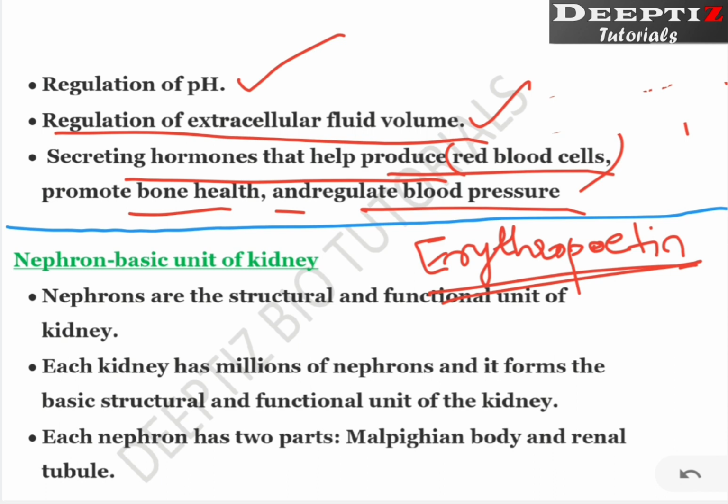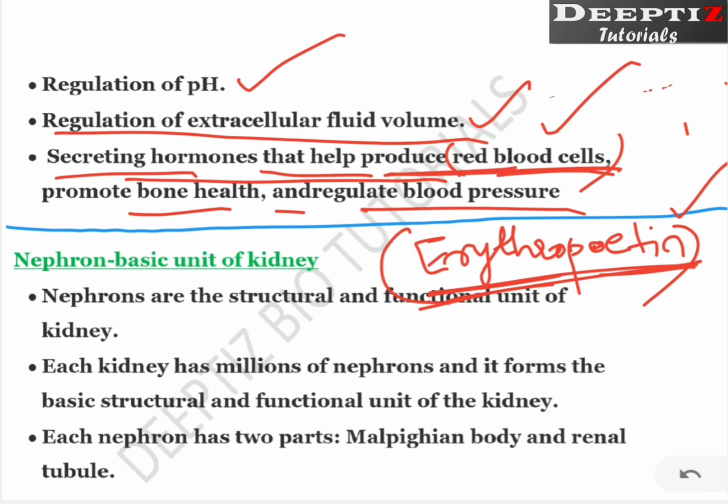What is the function of this hormone? If this hormone is produced, it helps in the production of RBC. That's why the kidney secretes hormones that help to produce RBCs. I am just writing the name of the hormone. What is that? Erythropoietin. We know erythrocytes. Erythrocytes are the RBCs. So erythropoietin is that hormone.